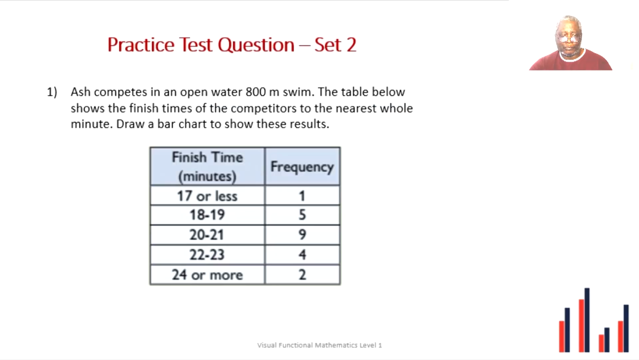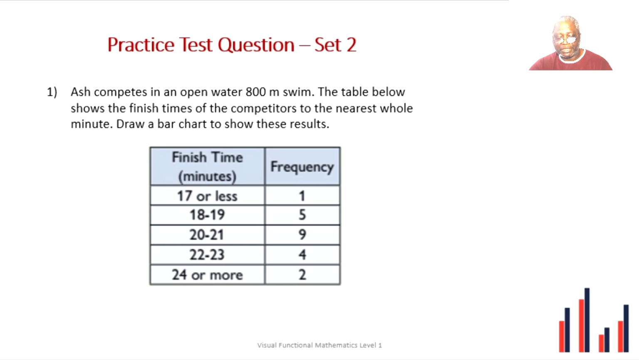Practice test 2. Ash competes in an open water 800-meter swim. The table below shows the finish times of the competitors to the nearest whole minute. Draw a bar chart to show these results. And there it is. Again, look at the grouping. 17 minutes or less, then 18 minutes to 19 minutes, 20 minutes to 21 minutes, 22 minutes to 23 minutes, and then 24 minutes and over.